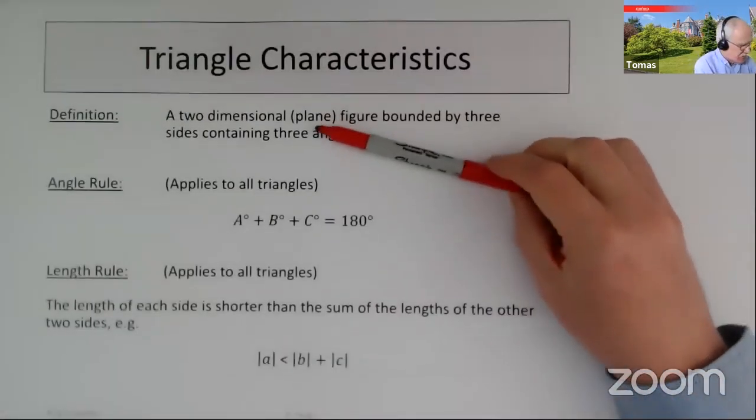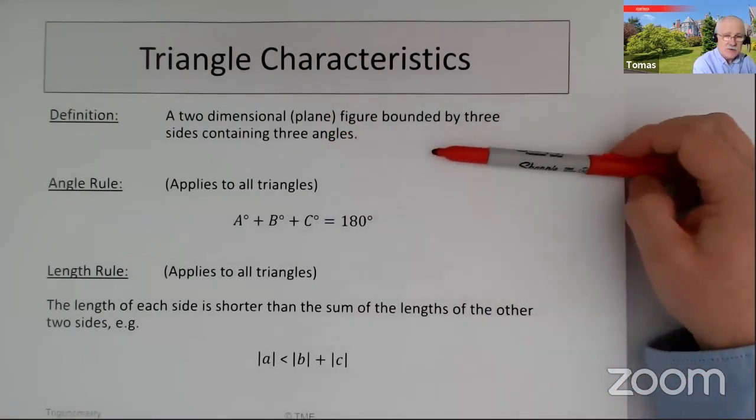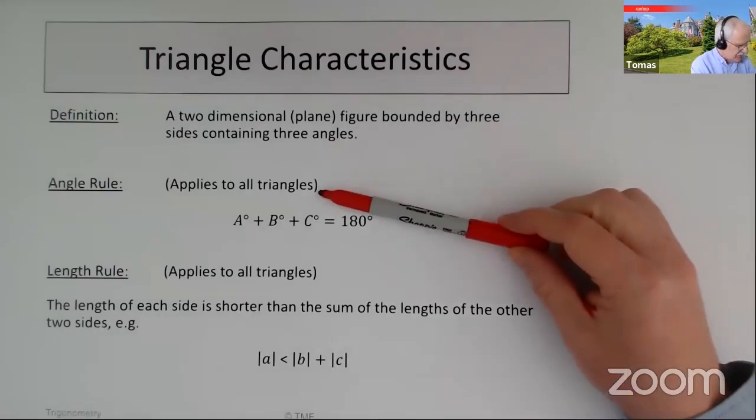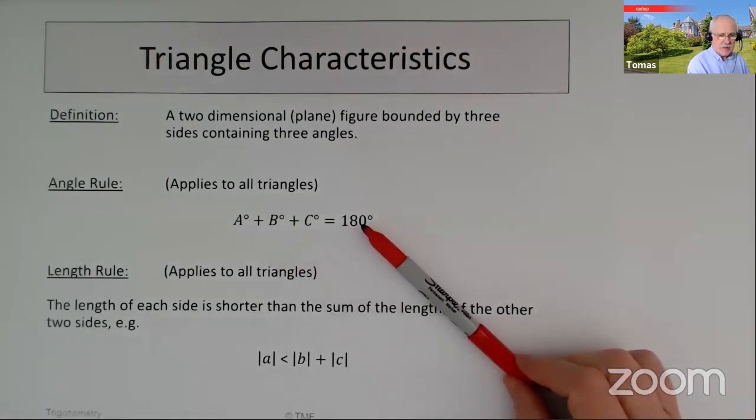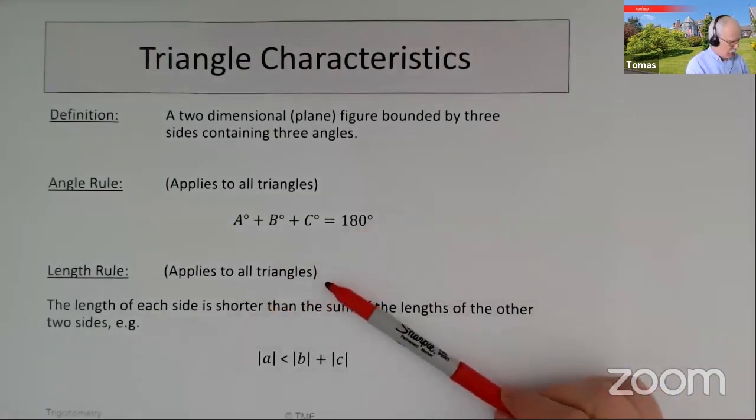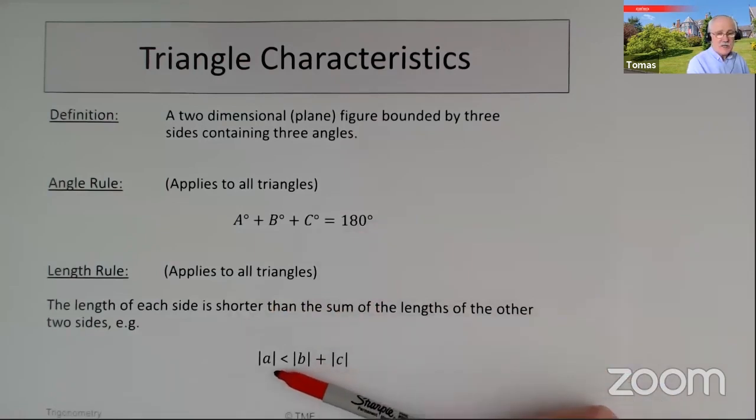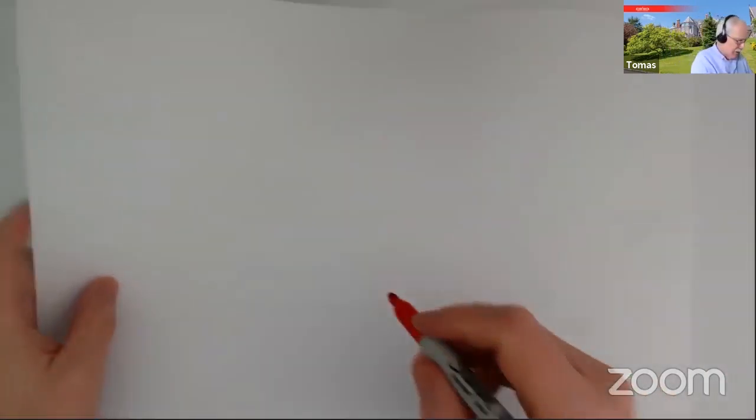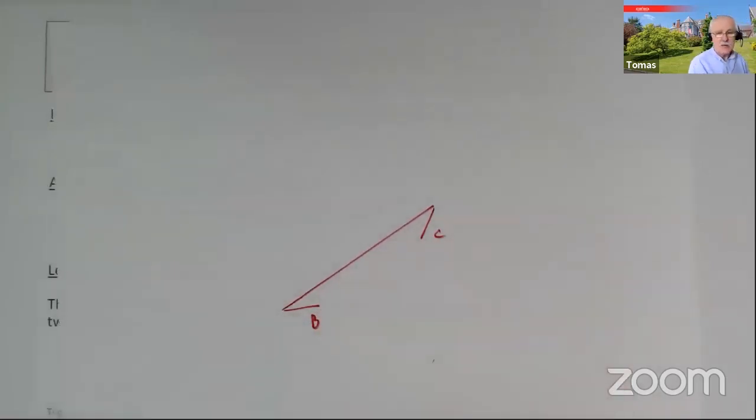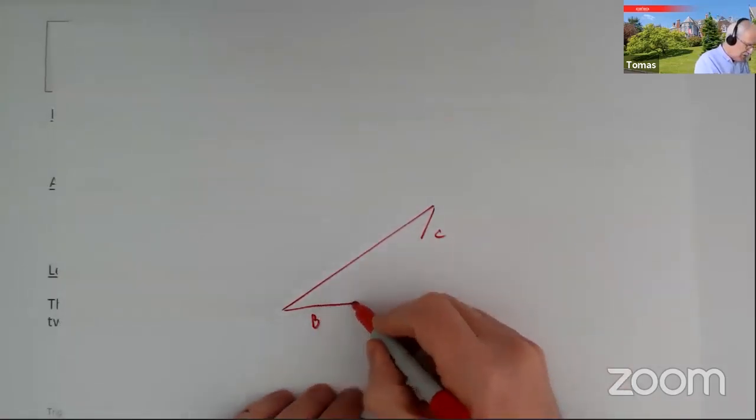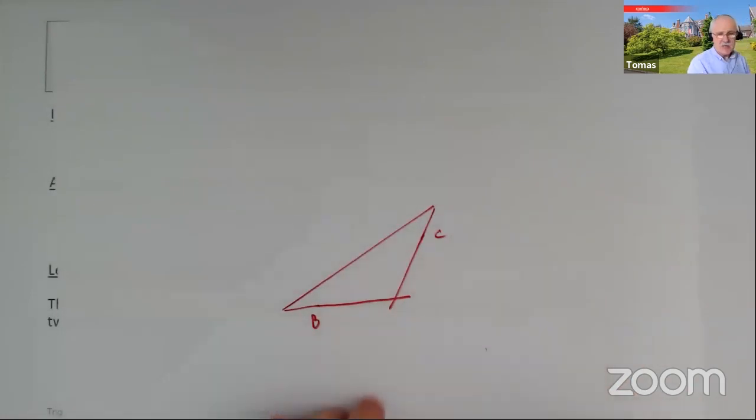So a definition is a triangle is a figure bounded by 3 sides, 3 taobhna, and it applies to all triangles that A plus B plus C, the 3 angles, add to 180. And there's another rule that we don't often think about, and that is that no one side can be bigger than the other 2. So imagine if you had a nice triangle, or you were trying to create a triangle, and this was one of the sides, and this was the other, and this was the other. Well, sides B and C wouldn't be big enough to join, so it really wouldn't be a triangle. So B and C have to be at least big enough to actually create 3 sides.